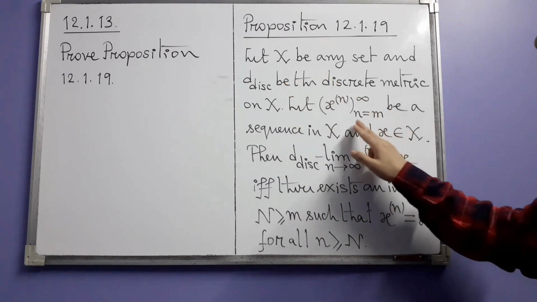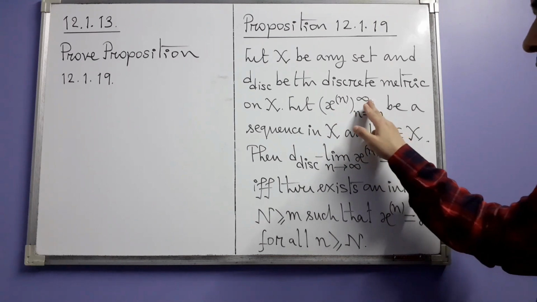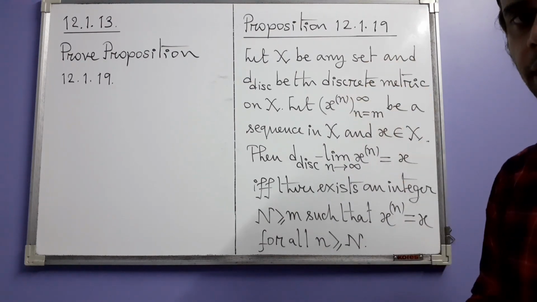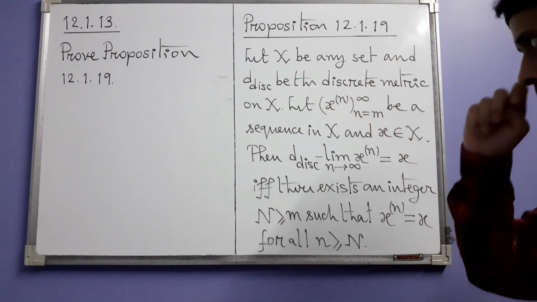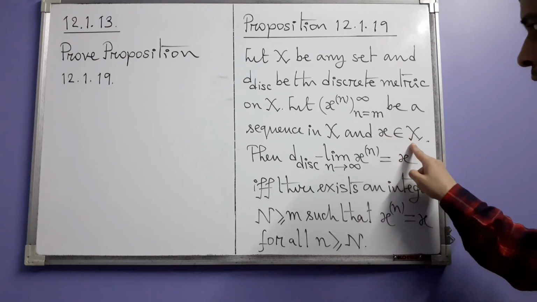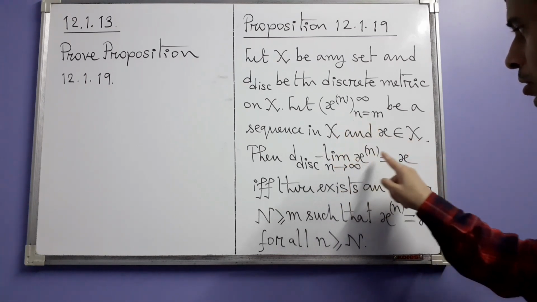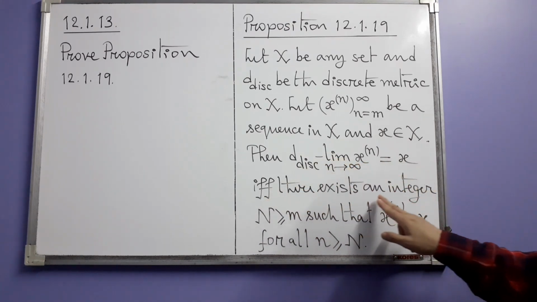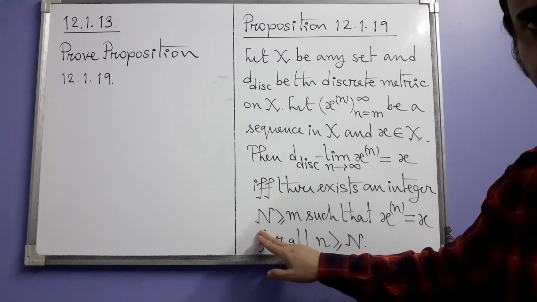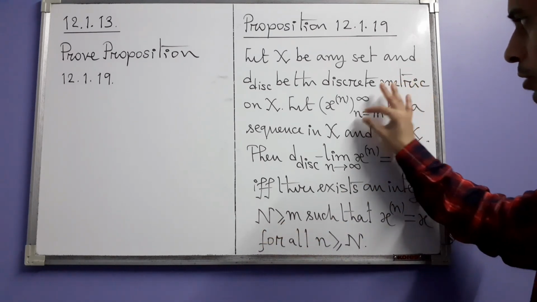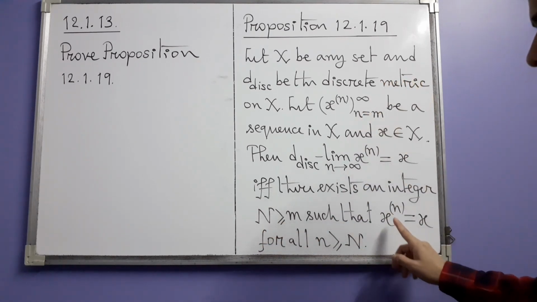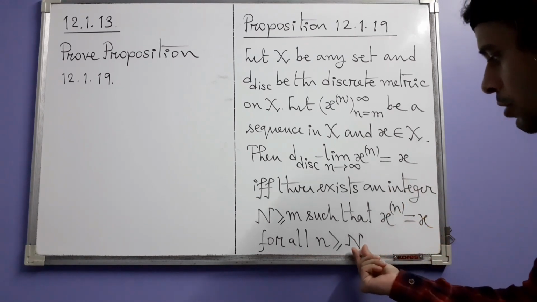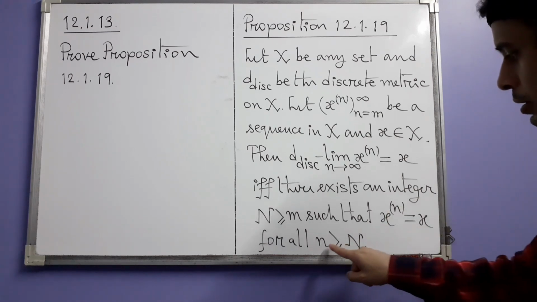And there is a sequence Xn, where n varies from m to infinity, in X. That means these individual terms of the sequence are points coming from X. And also there is another point X in X. Then the sequence converges to that point X with respect to the discrete metric if and only if there exists an integer capital N greater than or equal to the smallest value of the index n, such that all the terms of the sequence Xn are equal to X starting from that integer, starting from that value of n.